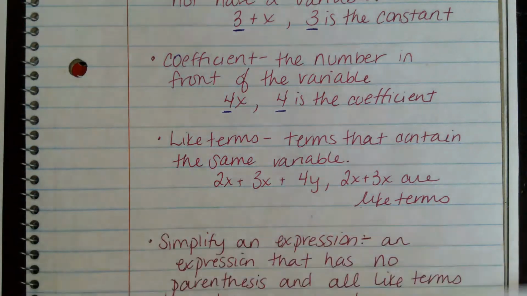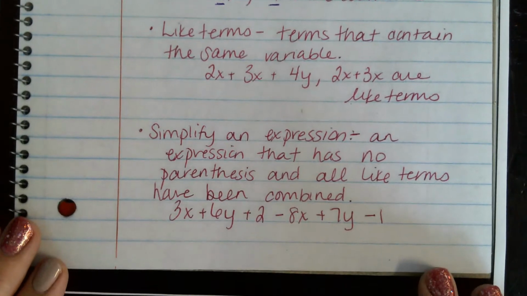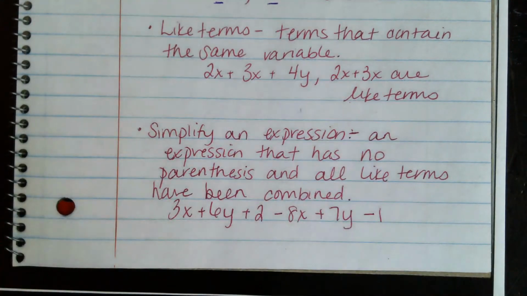Now our very last term today is what's called simplifying an expression. And simplifying an expression is a process where we take an expression that has no parentheses and we have combined every single type of like term.